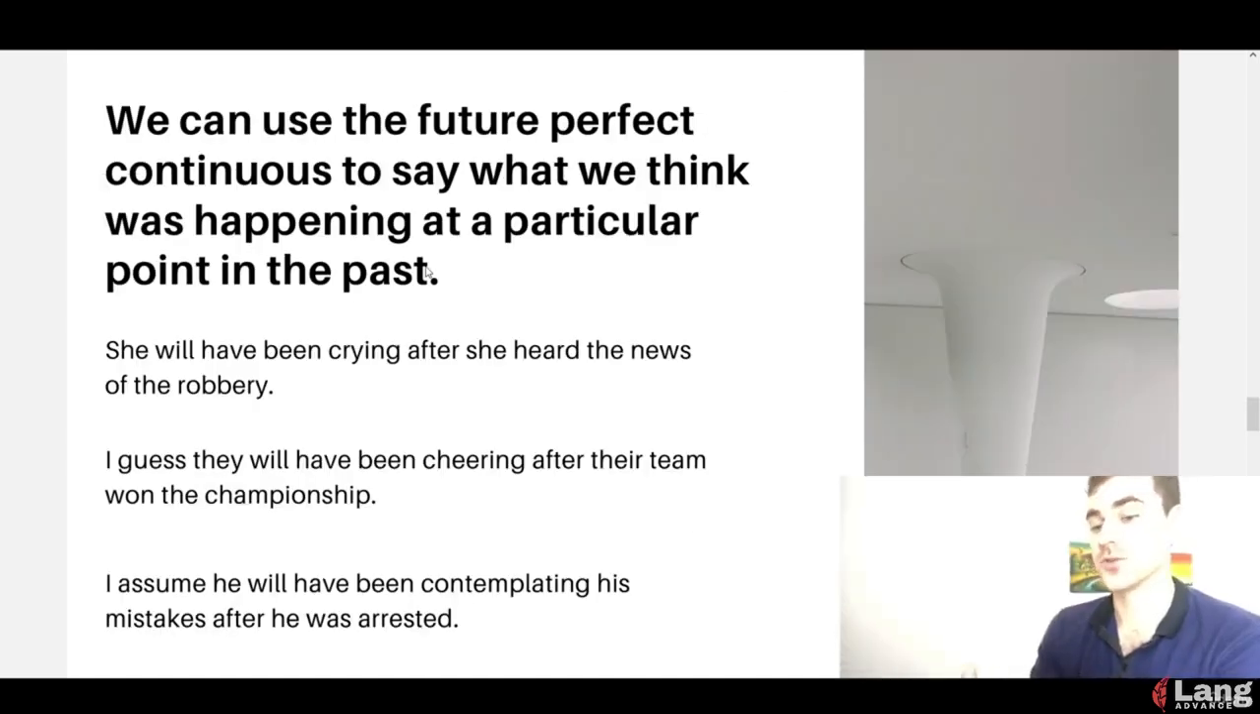We can use the future perfect continuous to say what we think was happening at a particular point in the past. She will have been crying after she heard the news of the robbery. I guess they will have been cheering after their team won the championship. I assume he will have been contemplating his mistakes after he was arrested.